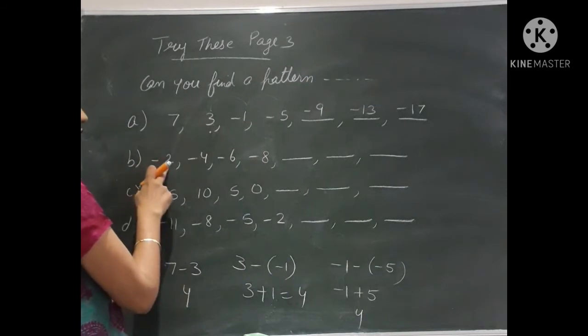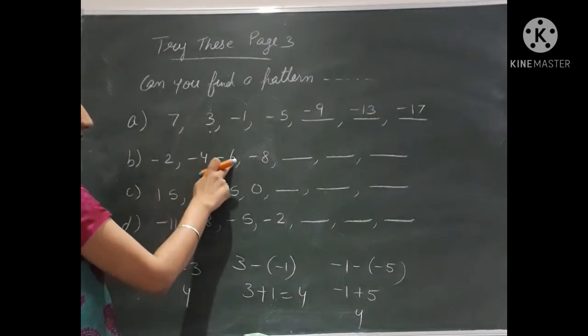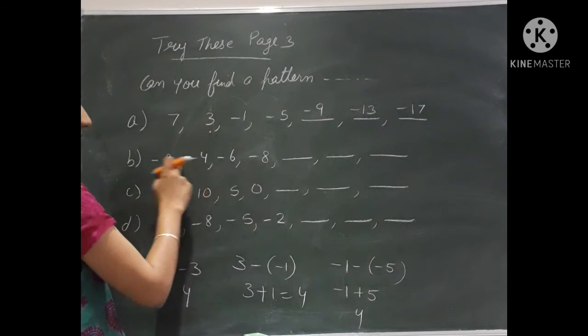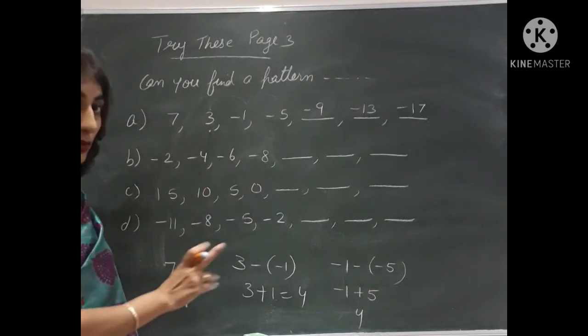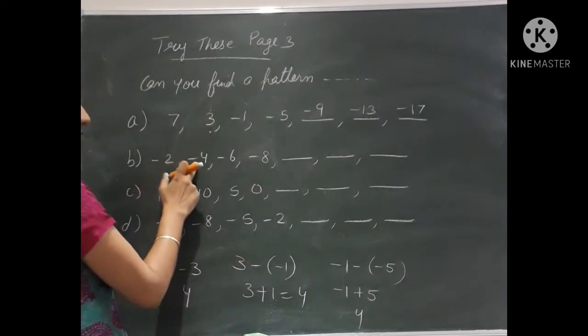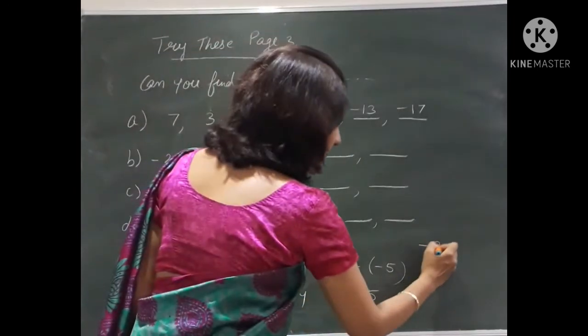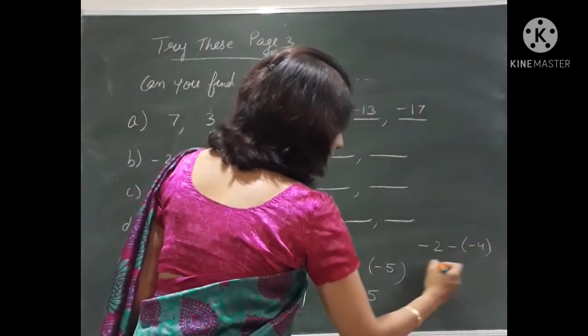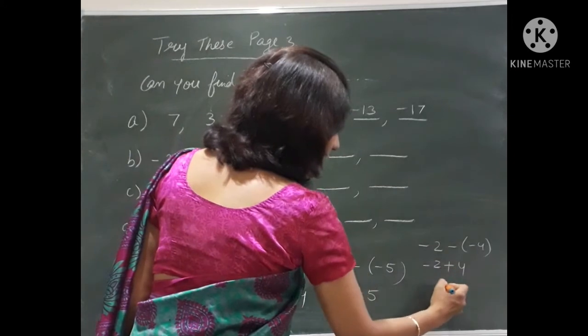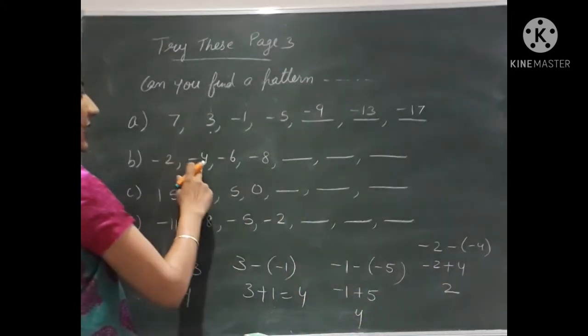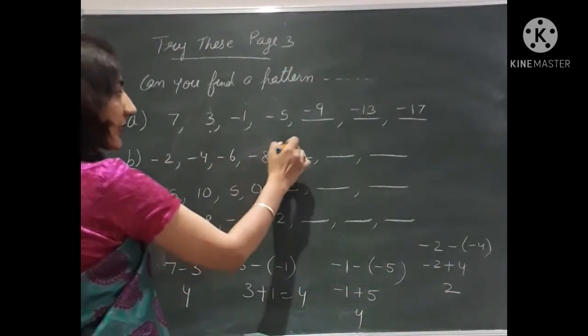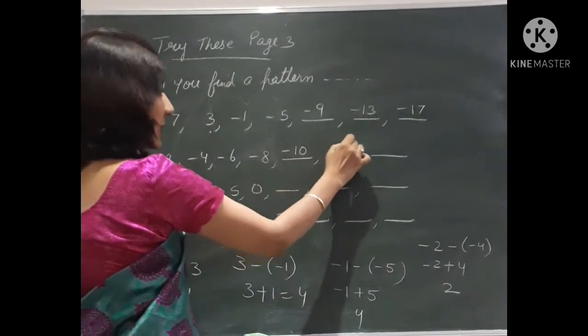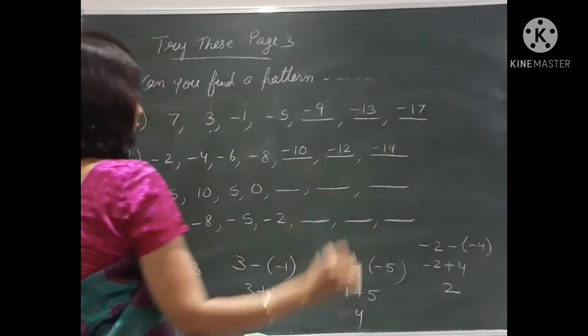Second part is minus 2, then minus 4, then minus 6, then minus 8. You can see here is a difference of 2. Minus 2 and minus 4, if I subtract them, minus 2 minus 4, so minus 2 plus 4, it will come 2. So there is a gap of 2, 2. So after minus 8, here will come minus 10, then minus 12 and then minus 14.